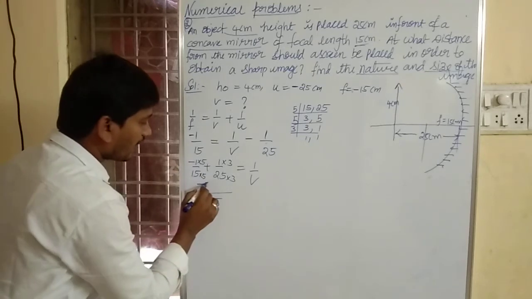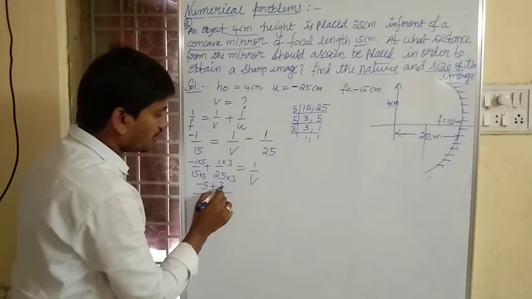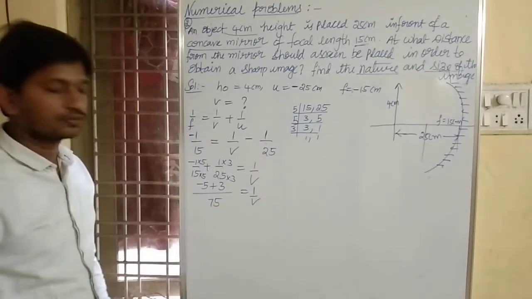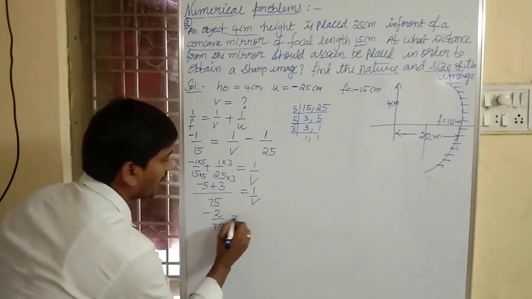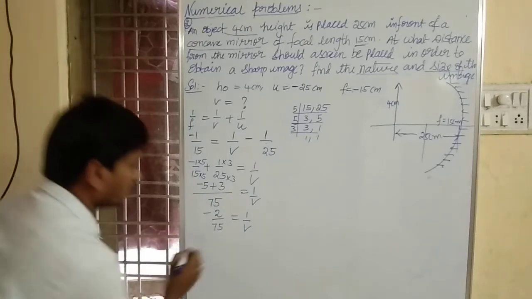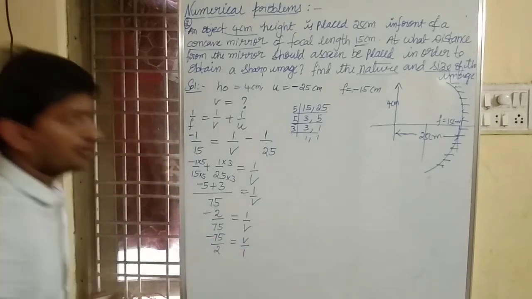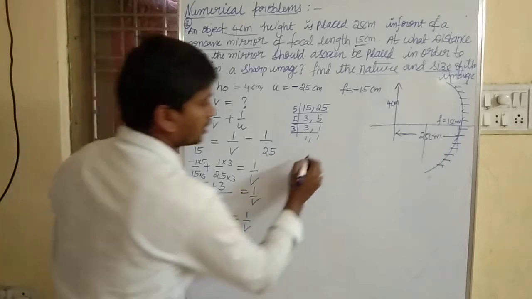So minus 1 into 5, minus 5 plus 1 into 3, 3 equal to 1 by V. So minus 5 plus 3, minus 2 by 75 equal to 1 by V. Let me invert and do. This will become minus 75 by 2 equal to V by 1. So V equals 75 by 2.